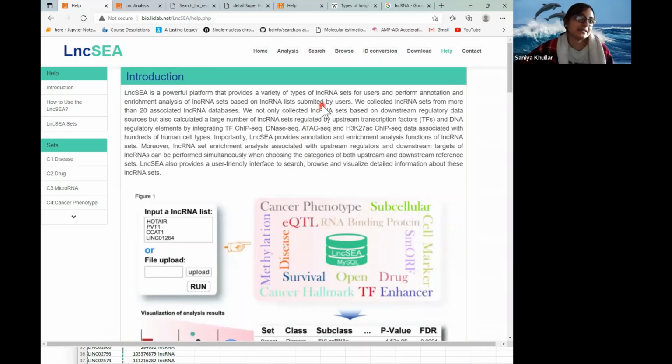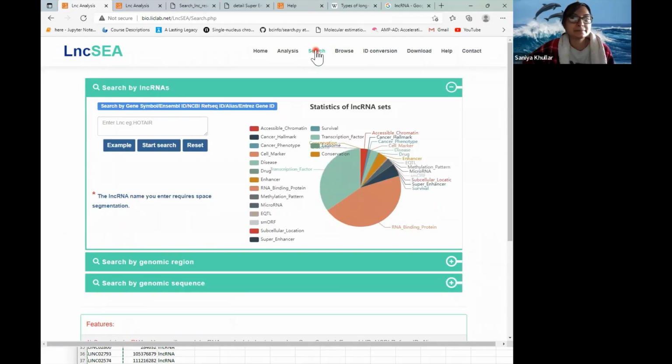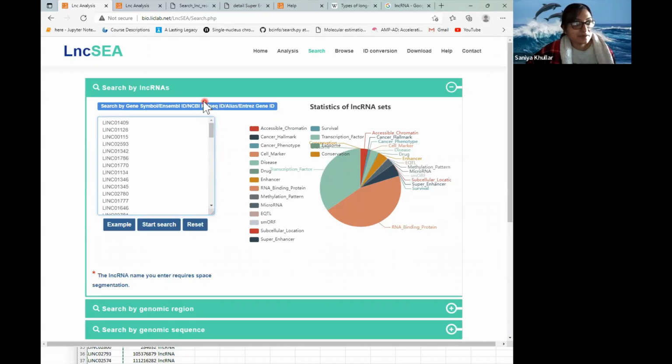What I want to do next is show you that we can do some searching for our list of genes. We can see what those genes are involved in, and we can search our list of lncRNAs and see what those tend to be involved in. These are some statistics of these lncRNA sets: accessible chromatin, microRNA, survival. We can enter any of these identifiers. I'm going to put in again the 74 lncRNAs, but we can put in the gene symbol name, the Ensembl ID, the NCBI RefSeq, alias, or Entrez gene ID, and then we can just start the search here.